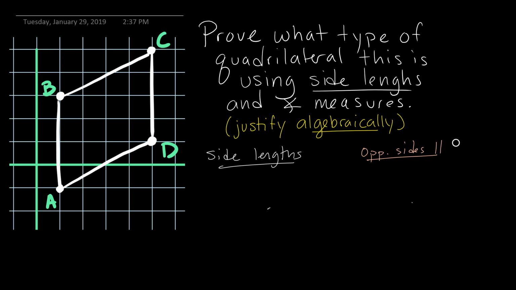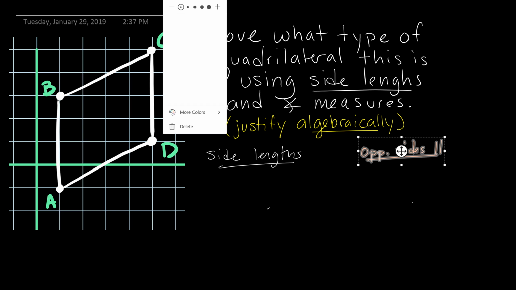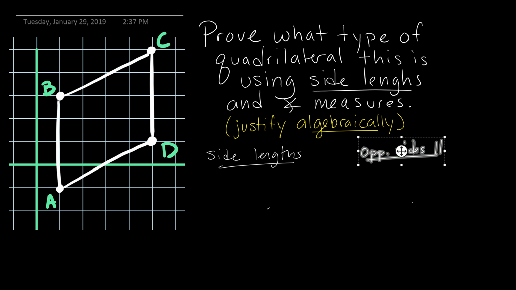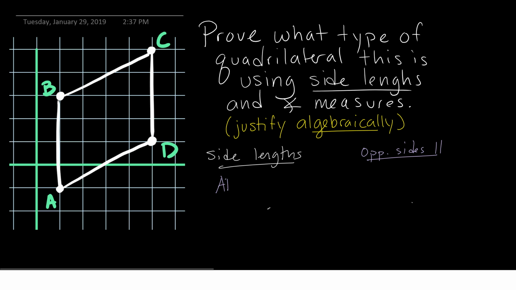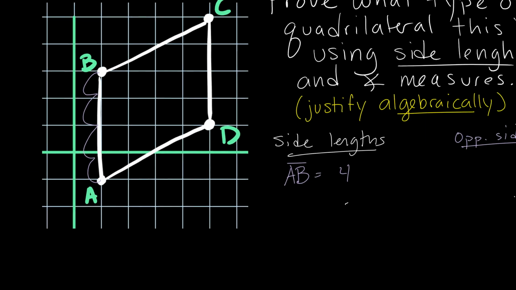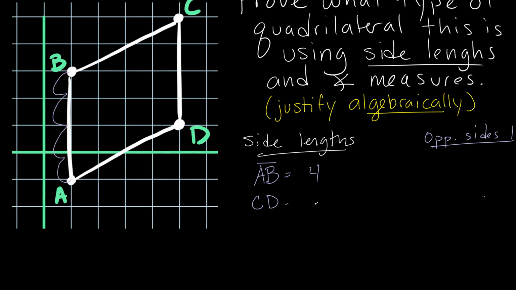How can I get side lengths, guys? Pythagorean theorem. Yes, we can clearly just see on the graph that AB is how long? 4, right? You can clearly see that AB is along the graph, so it's just 4 units long. How long is CD? Also 4. Again, you count along the graph, 4.